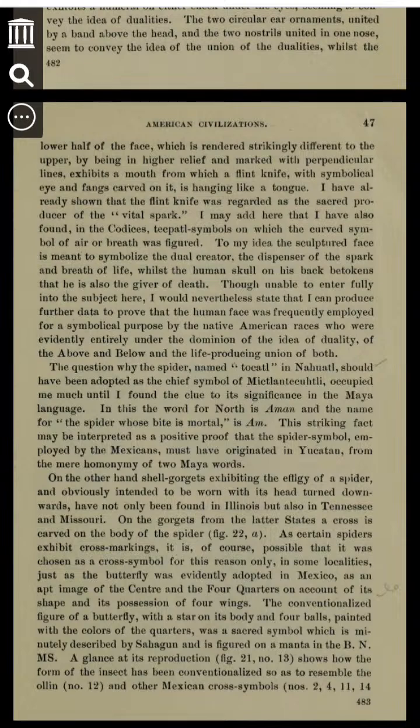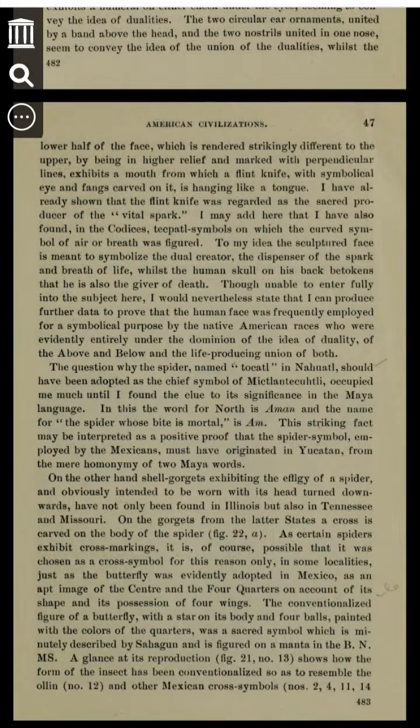Remember, north is a symbol for the below, right? It's for the female region, right? And just telling you, the spider is also a symbol. It wasn't included in that, which y'all seen, but it's also a symbol of the below or Michelin technically, right? In this word, the north is Aman, and the name for the spider whose bite is mortal is the same. This striking fact may be interpreted as a positive proof that the spider symbol employed may have originated in Yucatan, right?